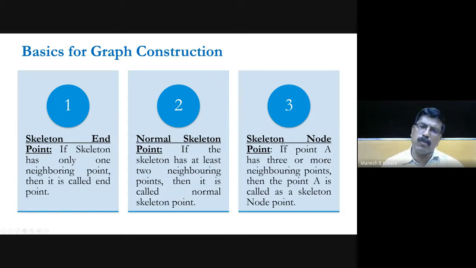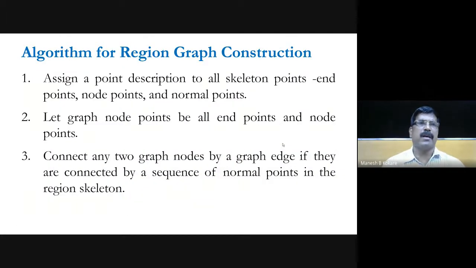Now, how are those points used for constructing the graph from the skeleton? Let us see here. In the algorithm for region graph construction from the skeleton, the first step is to assign a point description to all the skeleton points, meaning whether that point is a skeleton endpoint, a normal skeleton point, or a node point. So we have to assign all the points in the skeleton as either endpoint, node point, or normal point. That is the first step while constructing the region graph from the skeleton.